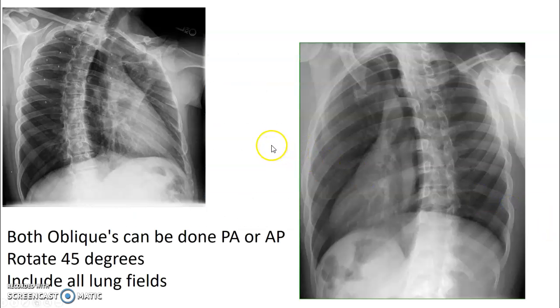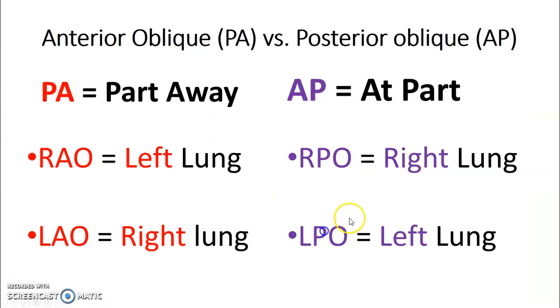So you're going to do 2 obliques. You're going to usually do a PA and lateral chest and then the 2 obliques. They could be done PA or AP. You're going to rotate the patient 45 degrees and you want to include all the lung fields. So you can see here, one oblique elongates one side of the chest and foreshortens the other. And then you'll go the opposite.